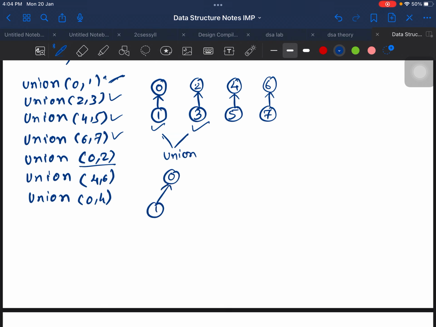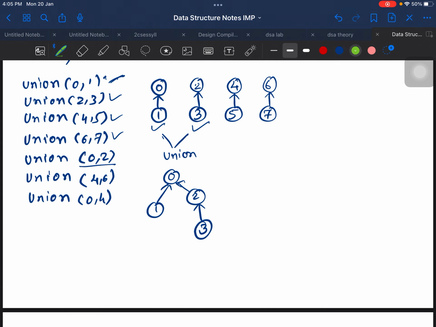Union. So 0 and this is 1. Now guys, again I am making 0 the parent. It's up to you guys whom you want to make the parent. See, 0 and 1, 2 elements are there, 2 and 3, 2 elements are there. So both the trees have 2 elements. So we are making 0 the parent, and then 2 and then 3.